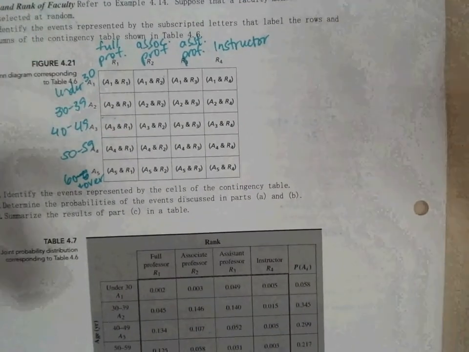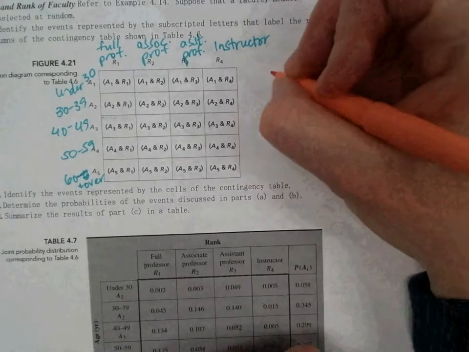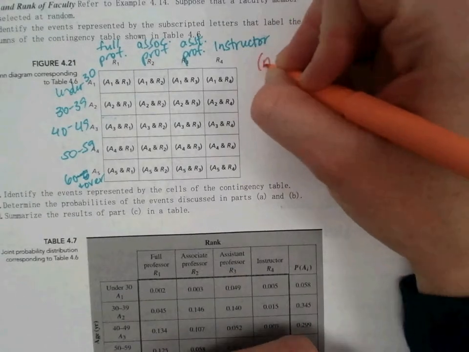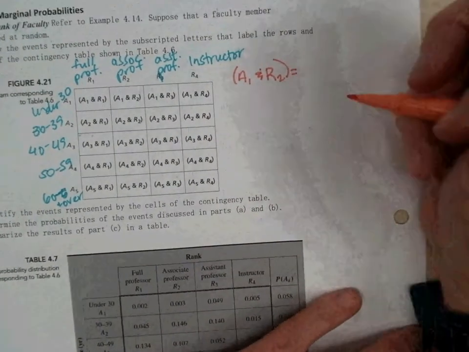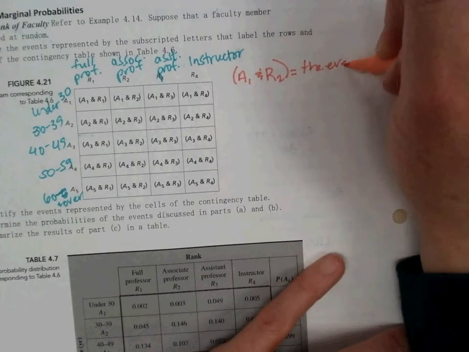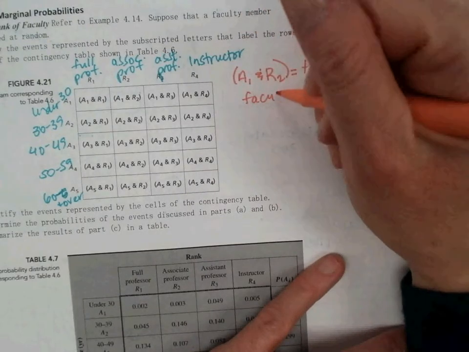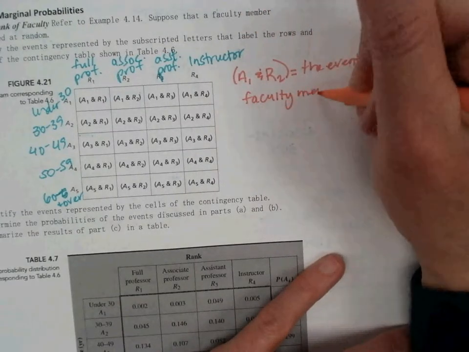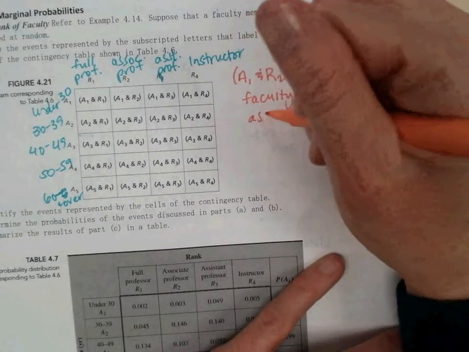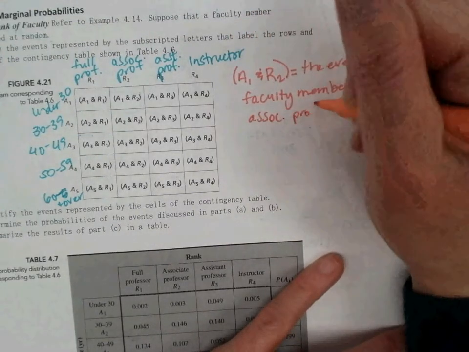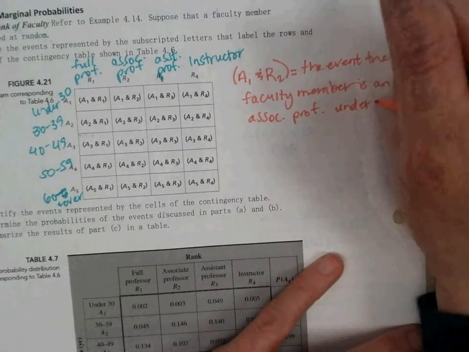Part B says identify the events represented by the cells of the contingency table. So that would be to say A1 and R2 is the event: the faculty member is an associate professor under 30.